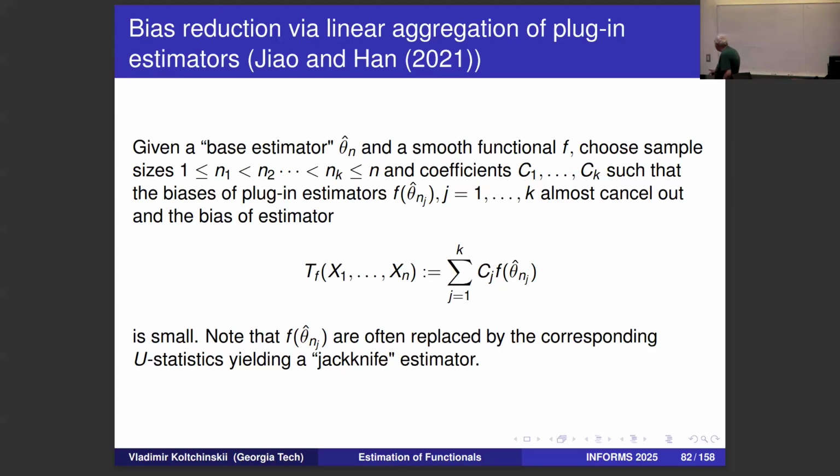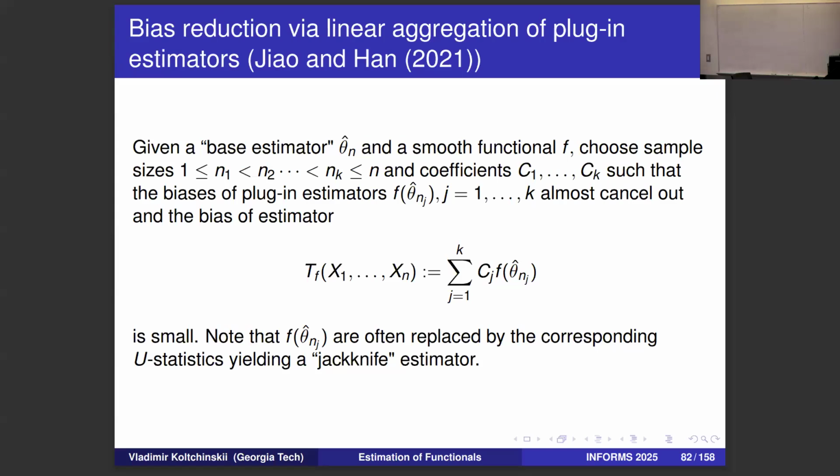Where we talked last time. So I'm looking at another method of bias reduction, and the method is done now the following way. We are trying to create a linear combination of several plug-in estimators of our functional at unknown parameter, and we are trying to choose the sample sizes and the coefficients in such a way that the biases of individual plug-in estimators will kind of cancel out, and we will reduce the bias this way. So that's the idea.